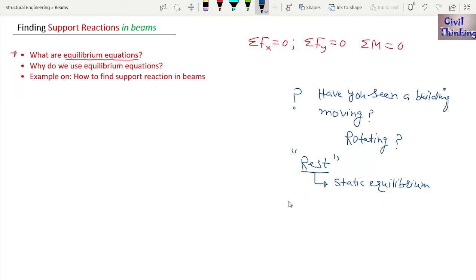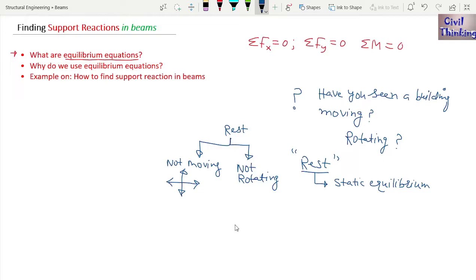Now what does rest mean? It means two things. It means not moving: the building is not moving in the horizontal direction, it's not moving upwards, it's not moving sideways. And rest also means not rotating. You don't see a building which is rotating, right?